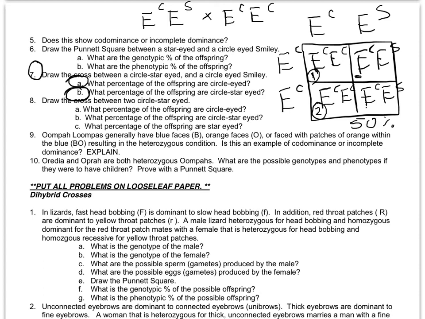For letter B, what percentage of the offspring are circle star-eyed? Well, obviously, this one is not circle star-eyed, and this one is not circle star-eyed. And when we look at these, they have an EC ES. That tells us that they are circle star. And so we have 2 out of 4. So your answer for B should be 50%.